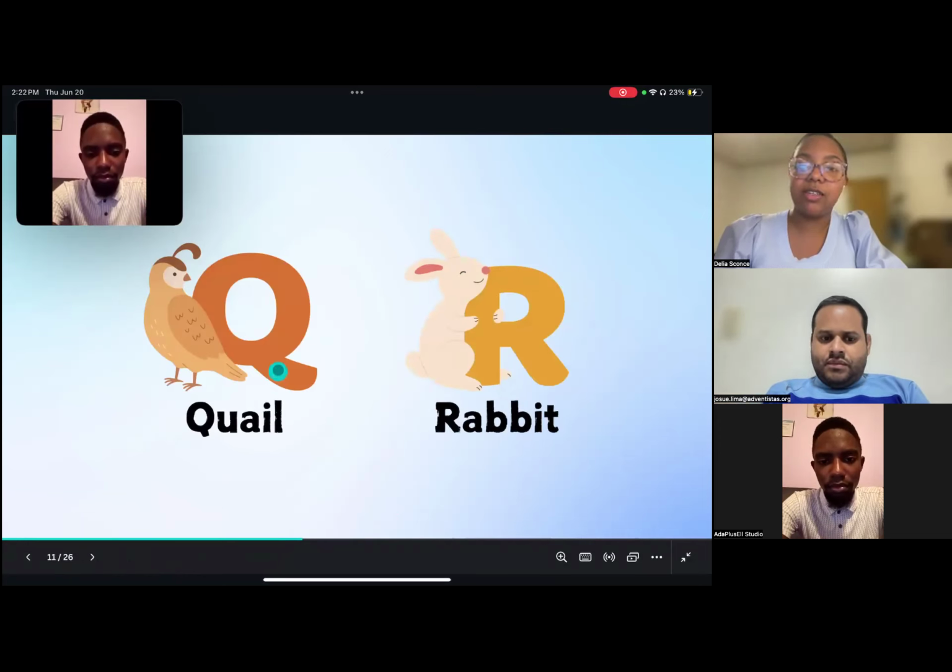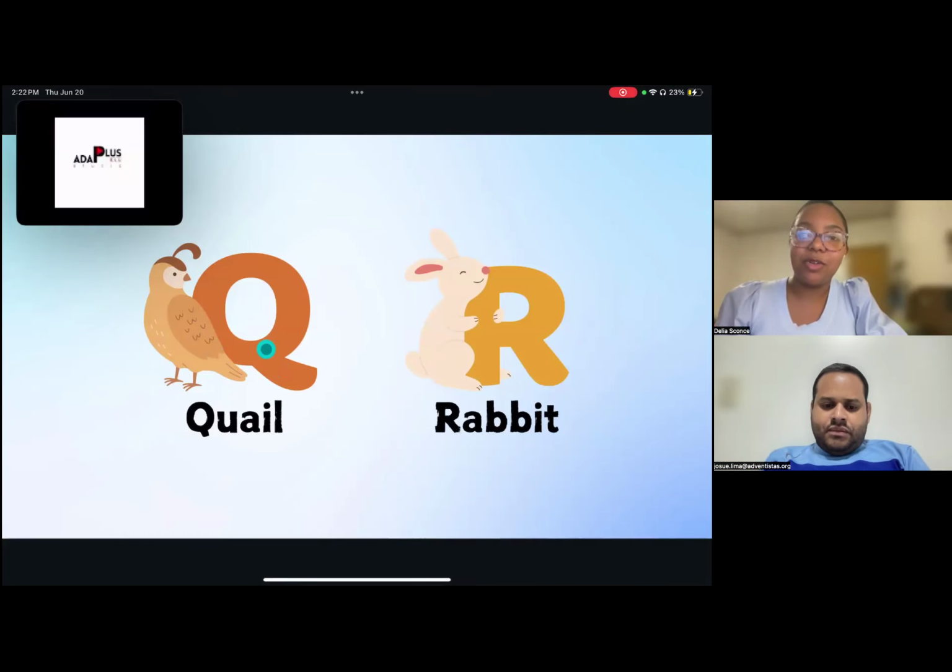All right. We have Q for quail, which was eaten in the Bible. The letter Q is orange. And the quail is obviously a bird. And this is its wings and its feet. And this is a beak.